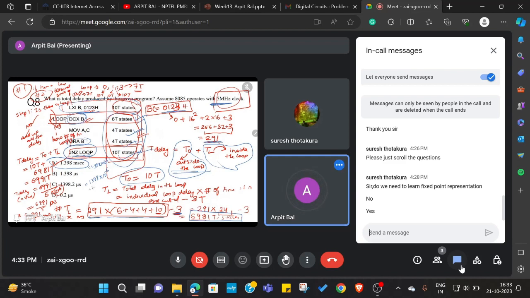No, right? I think if we go by the process, then we will get the answer C instead of A. 1.398 milliseconds is nothing but 1398 microseconds. Only 0.2 microseconds variation will be there. Yeah. So that's what I'm thinking.